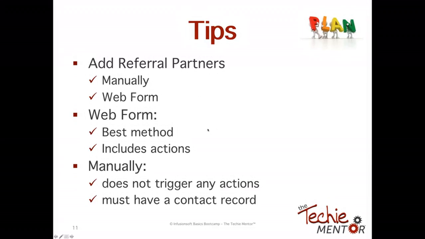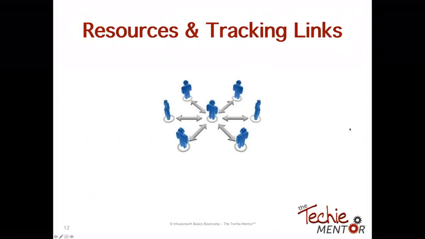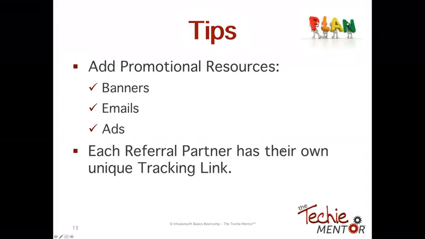All right, let's bounce back over to my PowerPoint. So we went through the tips on adding referral partners. You can do it manually or via web form. Web form is really the best method, but you can do it manually. If you're going to do it manually, you have to make sure they have a contact record. If not, you have to create the contact record first, then you can go in and add them as a referral partner. If you do it on the web form, which you can do yourself, you could just pull the web form up and do it. It will automatically create the contact record and then also kick off the actions or sequences that are part of that. Okay.